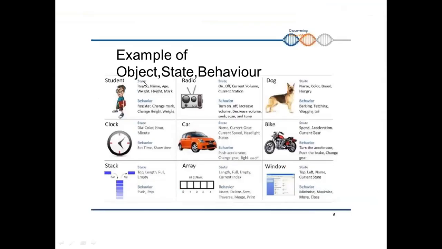Some examples of object, state and behavior. Firstly, the object name is student. So attributes or characteristics of a student can be roll number. Here it is mentioned registration number, you can write roll number, then name, age, weight, height, marks, any other state you can also add. Behavior: a student can be registered, a student can change marks, a student can change height or weight.